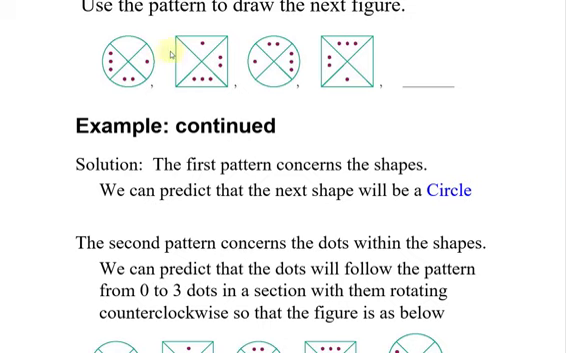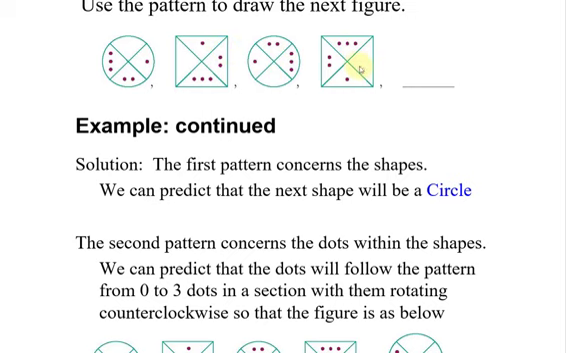But how do we draw the dots here? We can predict that the dots will follow the pattern from 0 to 3 dots in a section, rotating counterclockwise. We can see here the 3 dot stays here, the 2 dot, the 1 dot. In the next figure, the 1 dot rotates counterclockwise, moves here, the 2 dot moves up here. In the next figure, the 3 dot moves here. The next figure, the 1 dot moves to the next one counterclockwise. The 2 dots go up, and then the 3 dot goes up here.